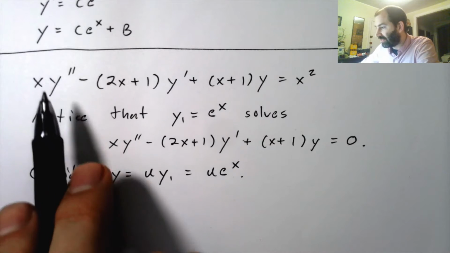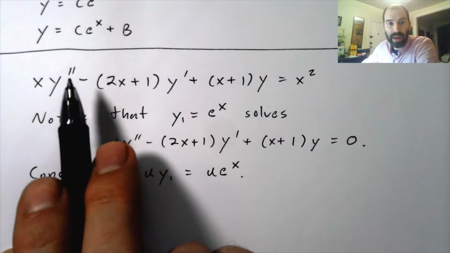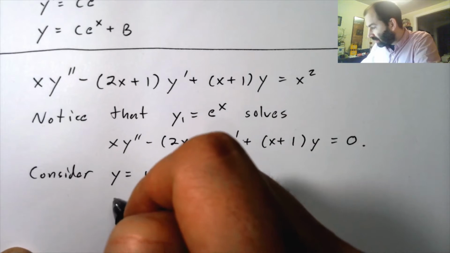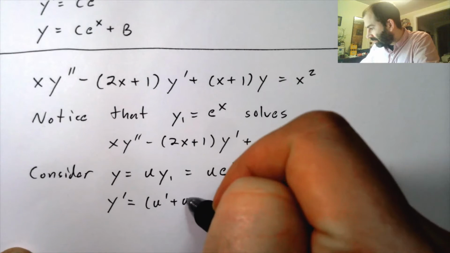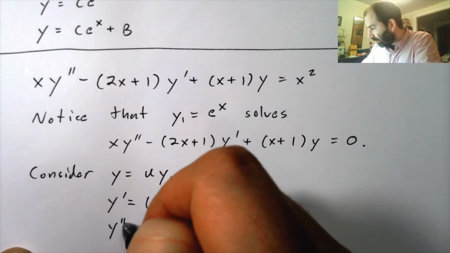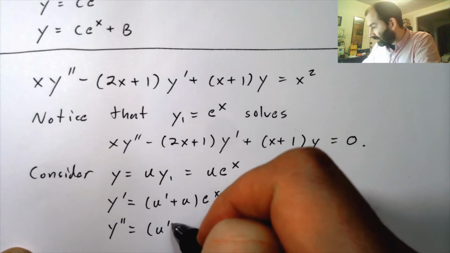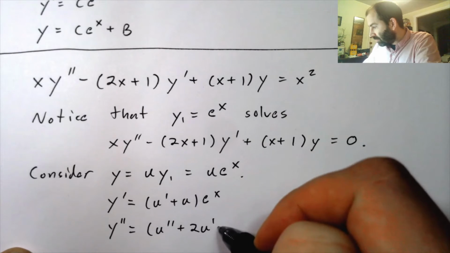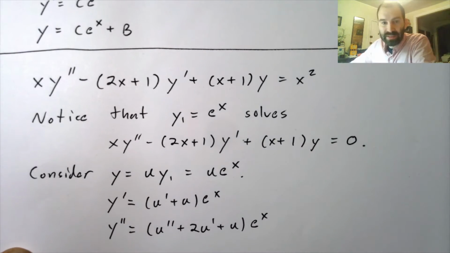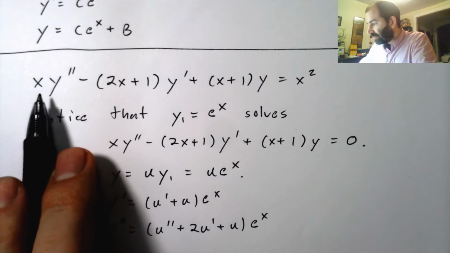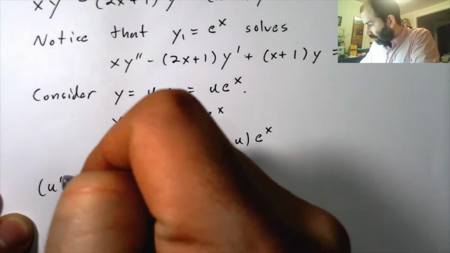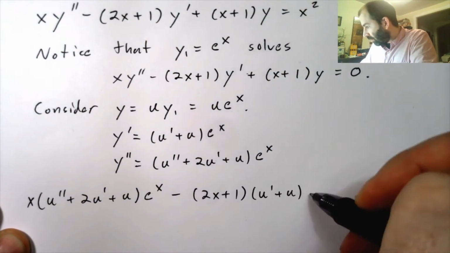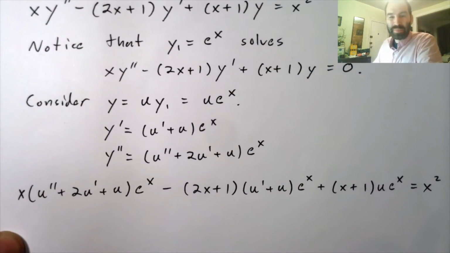Well, we need to substitute this in up here, so we need to compute one and two derivatives of what we have. If we do that, you'll see that y prime is this, and y double prime is this. Okay, so now we're going to take this stuff and substitute it in up here. So we go ahead and do that. Okay, so we plug it all in.